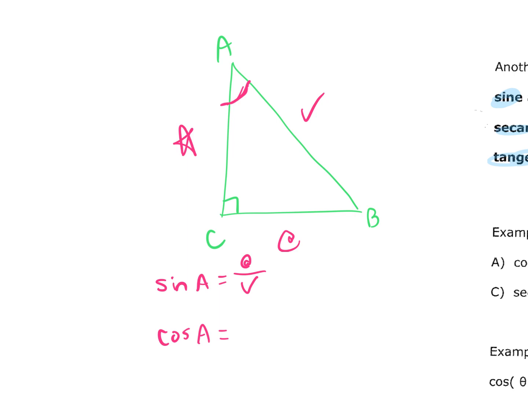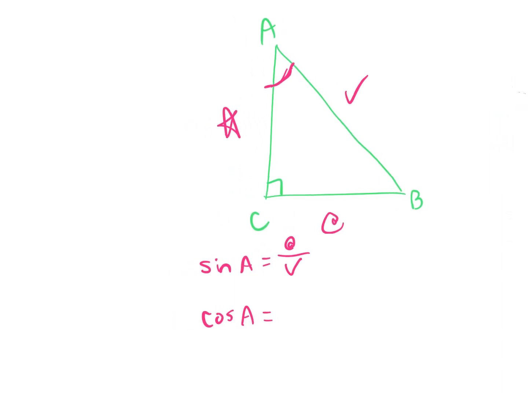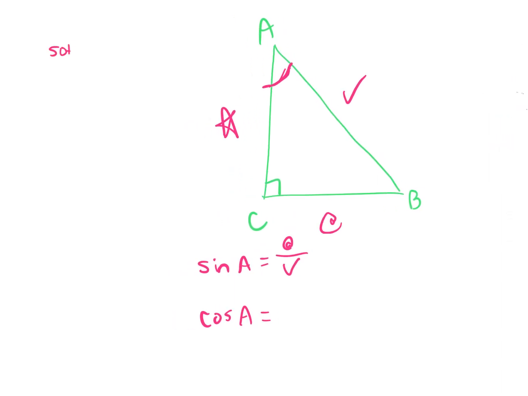For the sine of A, what about the cosine of A? Alex? Think about your SOHCAHTOA if you need to. Okay, good. There you go. So cosine of A would be star over check mark. So that's in relation to angle A.